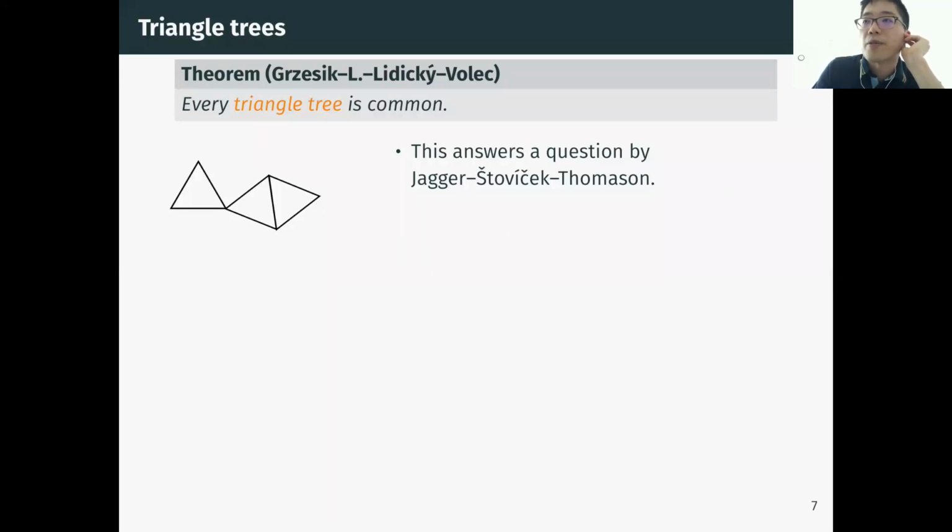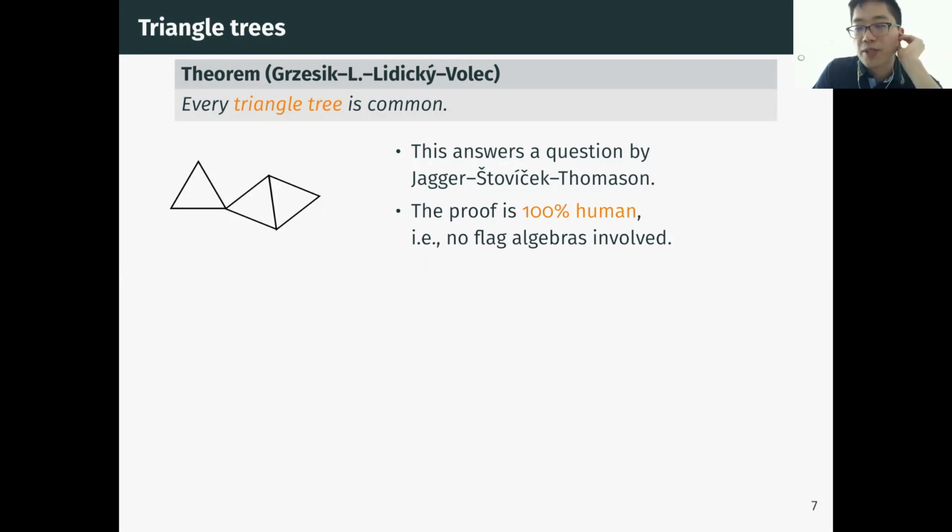So this answers their question. And the proof is 100% human. So there's no flag algebras involved, and moreover, it's quite simple. So let me just give you the proof for this particular case, the fish.